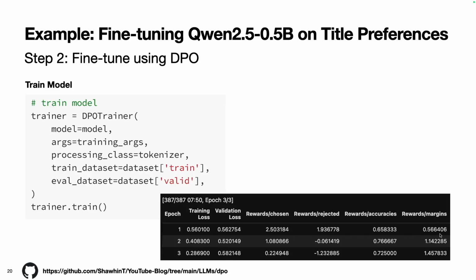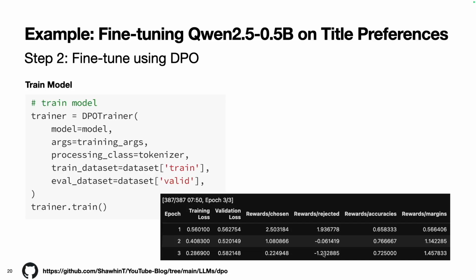But we have a whole lot of other metrics we can use to evaluate the performance. I guess the key ones here are reward margins. So this is basically the difference in rewards between the preferred and dispreferred responses. And then reward accuracies is basically the percentage of times that the correct response is preferred. And then these two are just the average reward for the preferred responses and the average reward for the dispreferred responses.